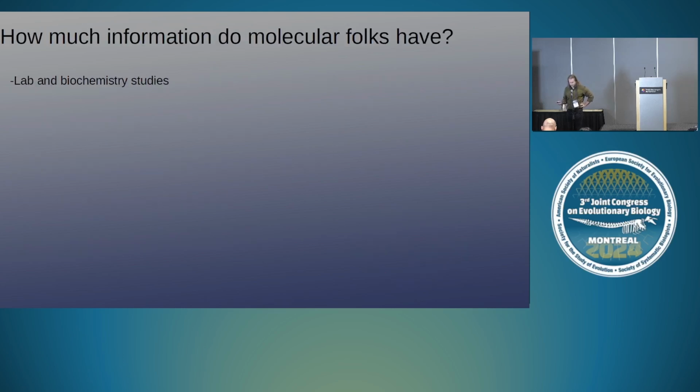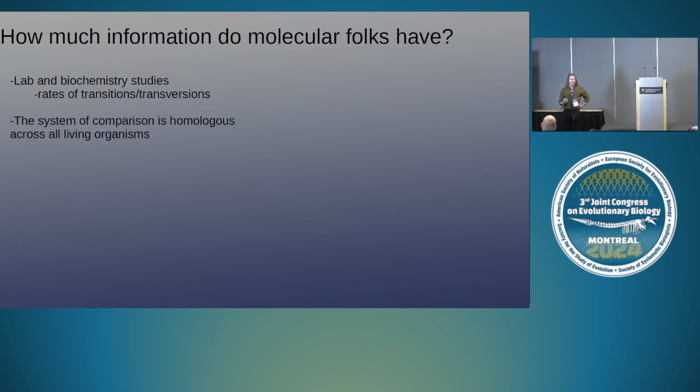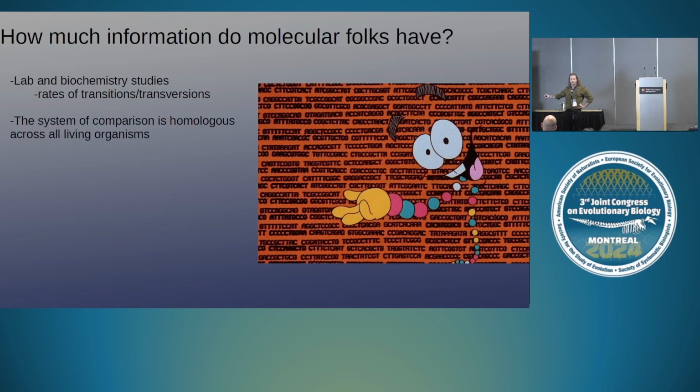And I want to contrast the way that we think about these morphological characters with the kind of information that we have from molecular characters and from molecular phylogenetics. So unfortunately, we don't have decades and decades and decades of lab and biochemistry studies. We don't have exact rates of transition or transversions like nucleotides do. And DNA is homologous across everything alive. I mean, it's the only thing I know of that you can use to turn a frog into a dinosaur. So it's pretty useful.